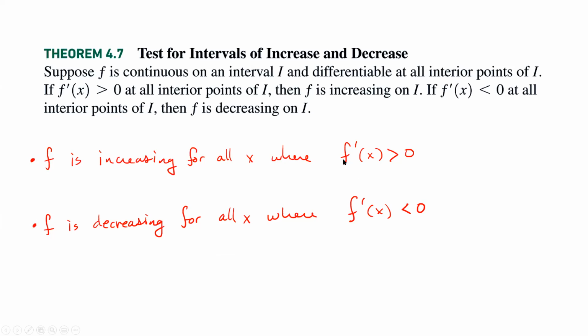When f prime is positive, we know the function is increasing. When f prime is negative, we know the function is decreasing. And hopefully that makes sense based on our understanding of what the derivative is. The derivative is related to the slope of the tangent. So a positive slope means it's increasing, a negative slope means it's decreasing.